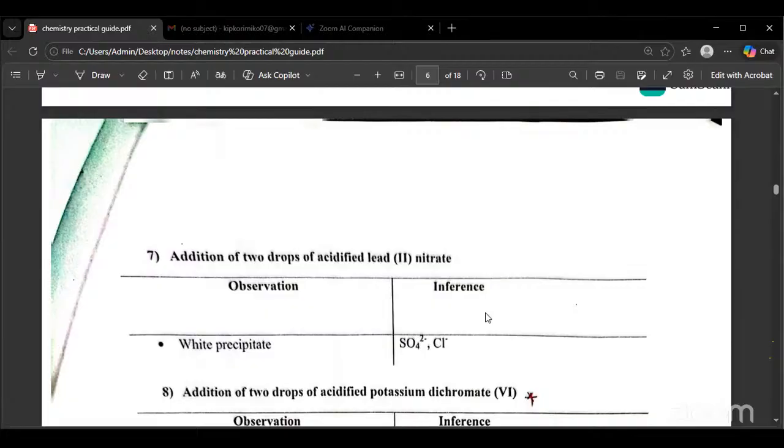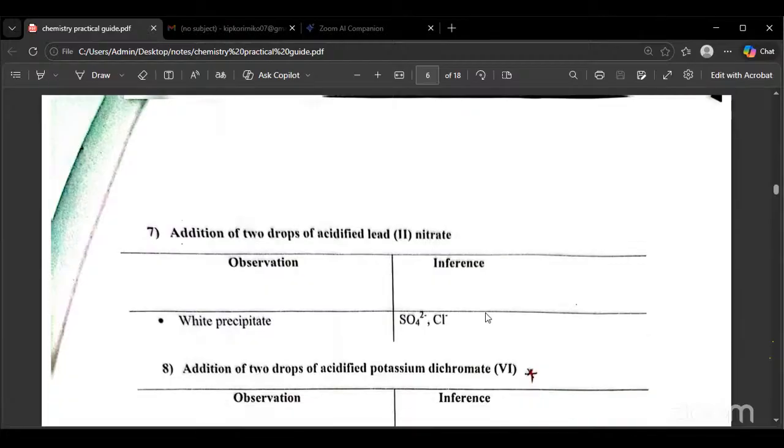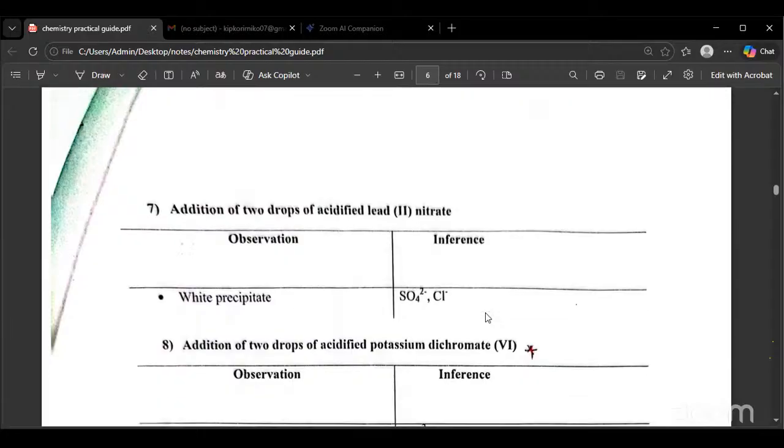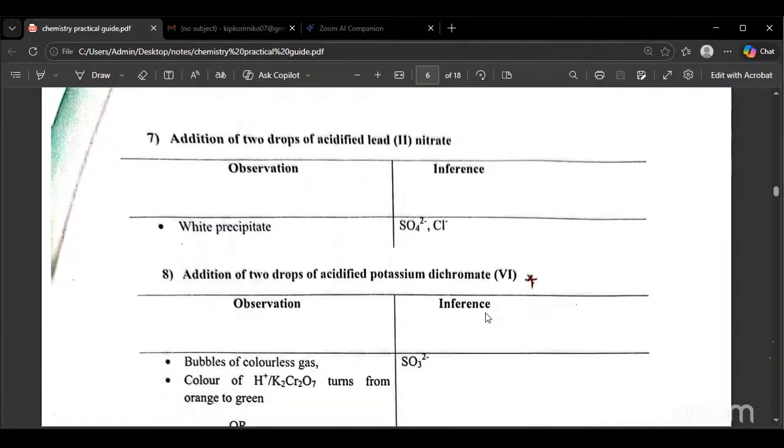Now, in summary, number 8 is addition of 2 drops of an oxidizing agent. The oxidizing agents are acidified potassium dichromate(VI), and then acidified potassium manganate(VII). Maybe bromine water comes in here also, which is normally very risky. It is very risky. So, colorless.